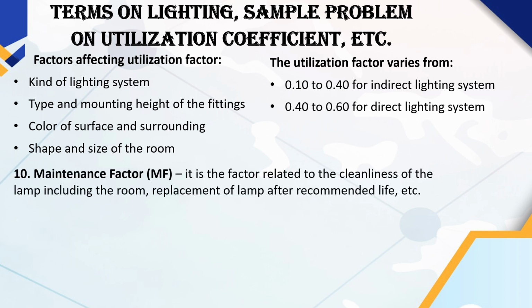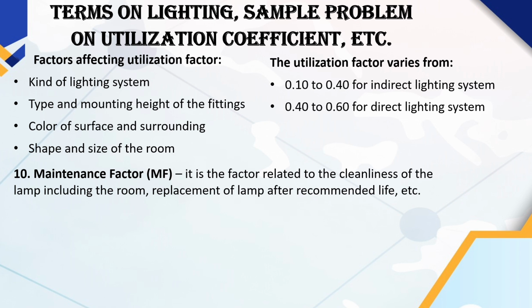Number 10, maintenance factor. Its symbol is a big letter M, F. It is the factor related to the cleanliness of the lamp, including the room, replacement of lamp after recommended life, etc. It accounts for the effects of cleanliness and maintenance on lighting performance. It includes factors like the cleanliness of the lamp and the surrounding area, as well as the timely replacement of lamps after their recommended lifespan. A higher MF indicates better maintenance, which helps ensure that light levels remain effective over time.